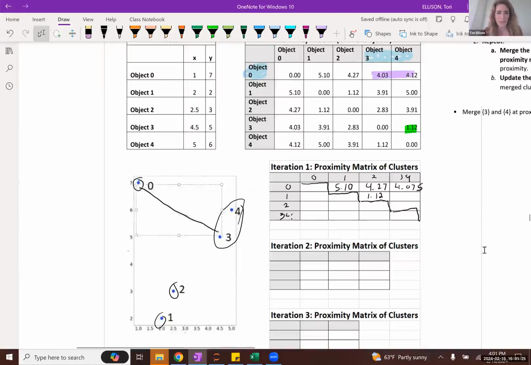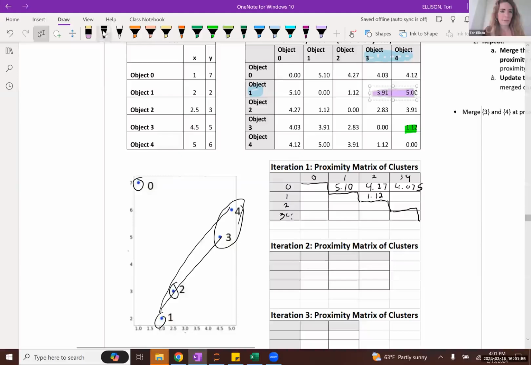All right, and then we'd want to calculate the distance between cluster 1 and cluster 3, 4. So that is going to be the average distance between all pairs of points in the two clusters. It's going to be the average of these two values here. So that would be 4.55.